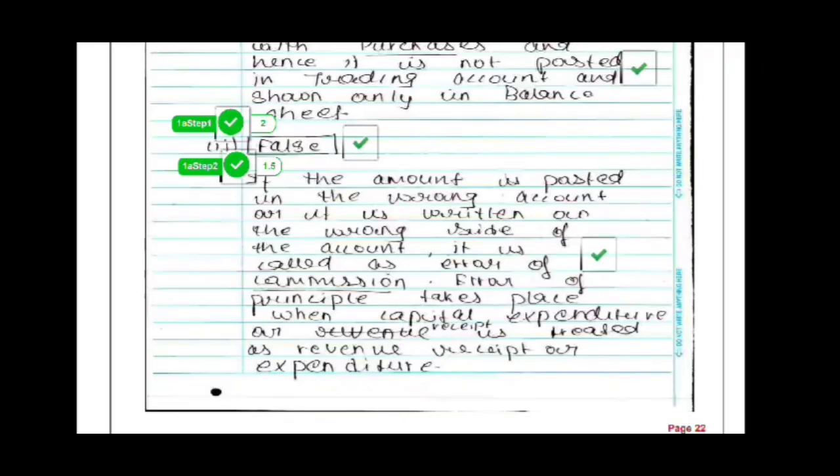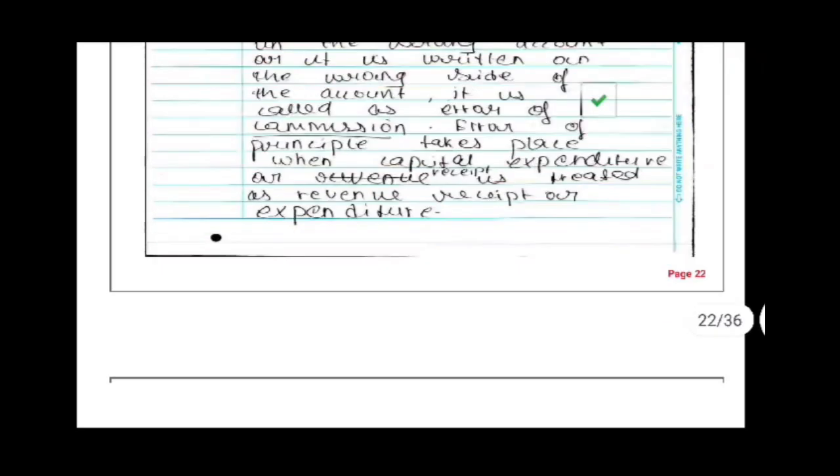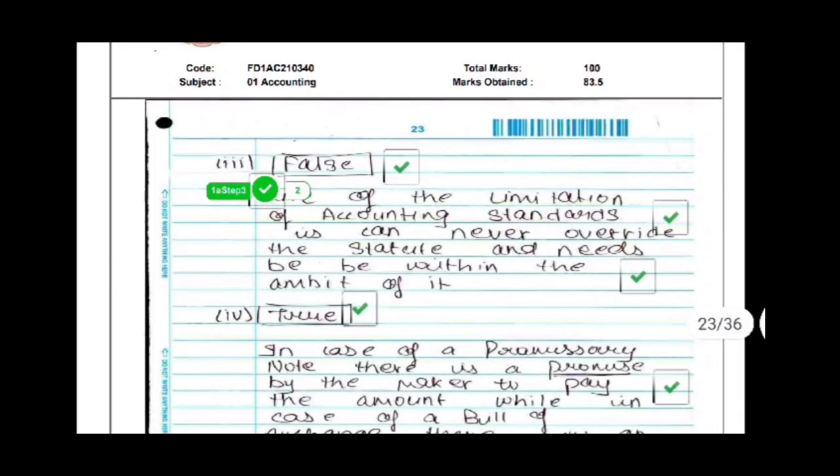Moving forward, I again got 2 marks, and I've written only 5 lines in that question. The answer is false. I've got 2 marks, and you can see the limitation: an accounting standard can never override the statute and needs to be within the ambit of it. You can see the keywords are copy-pasted from the ICAI module. They need only this, nothing in your own words, only the ICAI language is required.